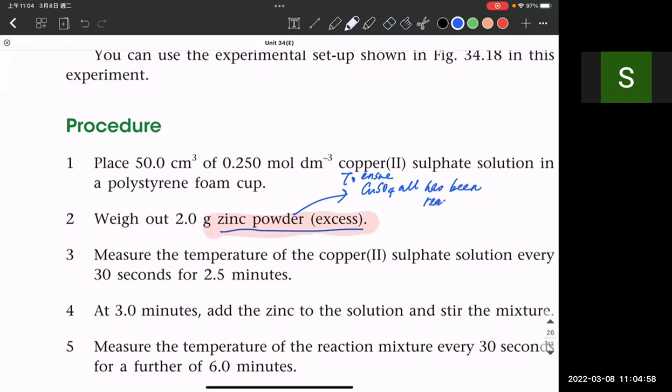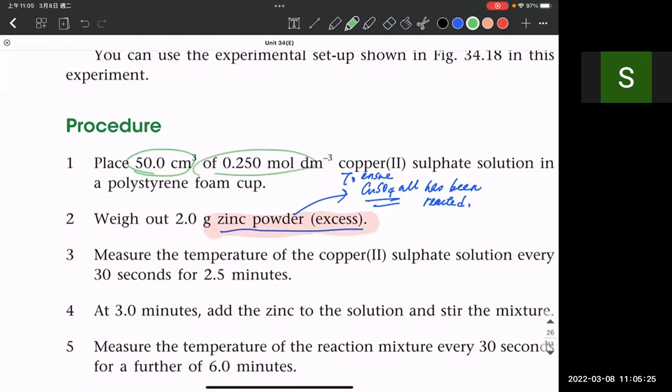So what is the significance of having copper 2 sulfate all be reacted? What is the significance behind? Is it something related to the calculations? Okay, the calculations. Why do I say so? So do you find it? Now let's check on the calculations part.